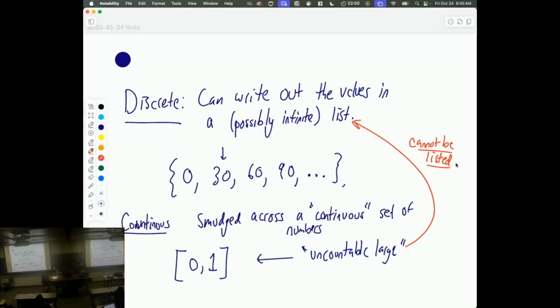So these two ideas of going off to infinity and being discrete or continuous are kind of separate issues. You can still go off to infinity even if you're discrete. Questions or comments about discrete versus continuous? Yeah.